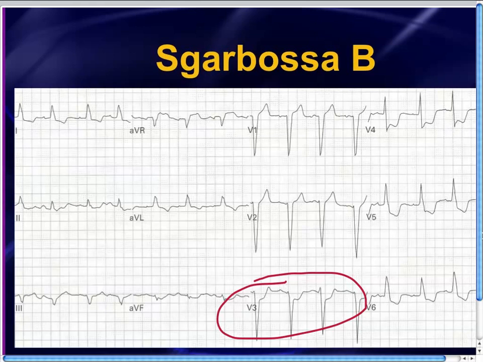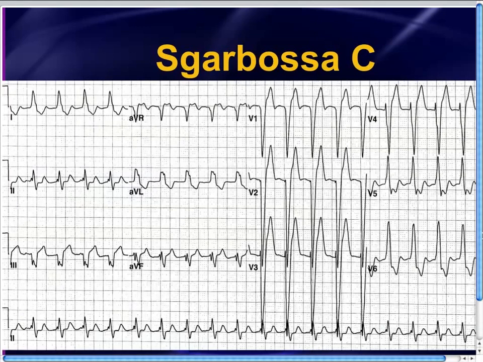Okay, so we've talked about Sgarbossa A, we've talked about Sgarbossa B. This would be Sgarbossa C. You recall Sgarbossa C criteria is when the QRS complex goes down and the ST segment is more than 5 millimeters, bad drawing, but whatever, more than 5 millimeters in the opposite direction. And in this particular case, probably I'd say lead V2 and probably lead V3 meet Sgarbossa C criteria.